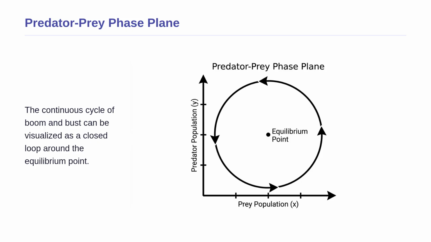This mathematical cycle we just calculated can be visualized beautifully on a graph. What you are looking at is called a phase plane. The horizontal axis represents the prey population, and the vertical axis represents the predators. That dot in the middle is the coexistence equilibrium point we found earlier, where nothing changes. The large loop with arrows shows how the populations actually behave over time, constantly orbiting the equilibrium. As prey increases, predators follow, which then drives prey down, pulling predators down with them, creating an endless loop.